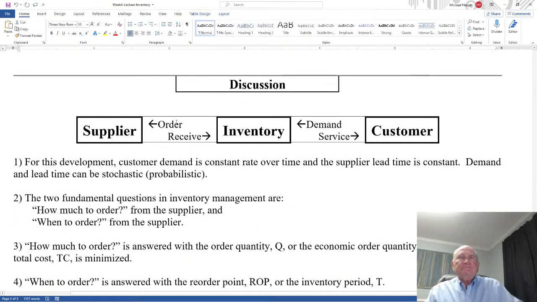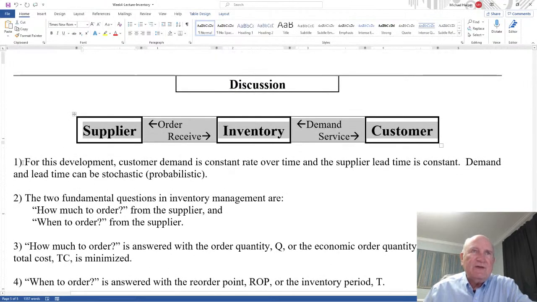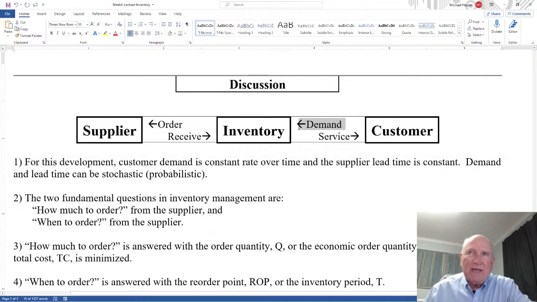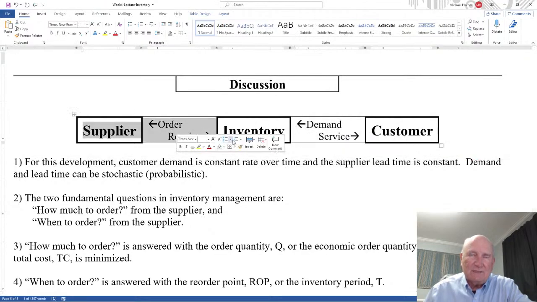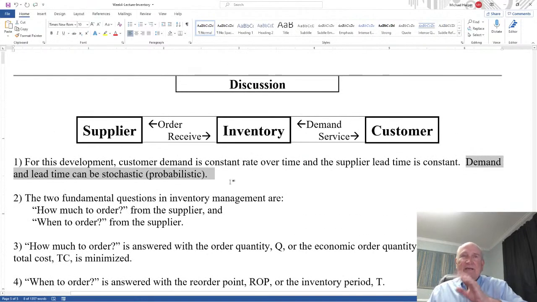Discussion. So here's our supplier inventory. Here's our input-output process again. For this development, customer demand is constant rate over time, and supplier lead time is constant. So this demand is constant and the lead time is constant. The demand and lead time can be stochastic or probabilistic. We don't get into that in this course, but it is in other courses and in graduate level.